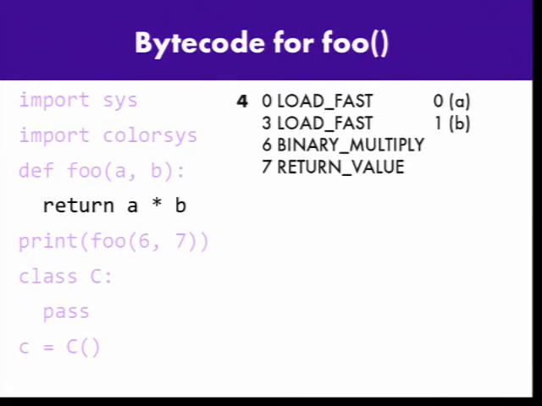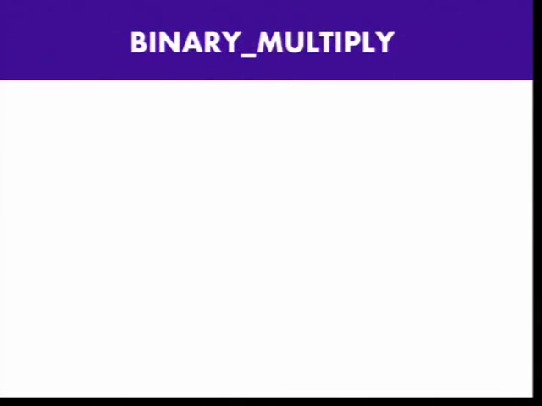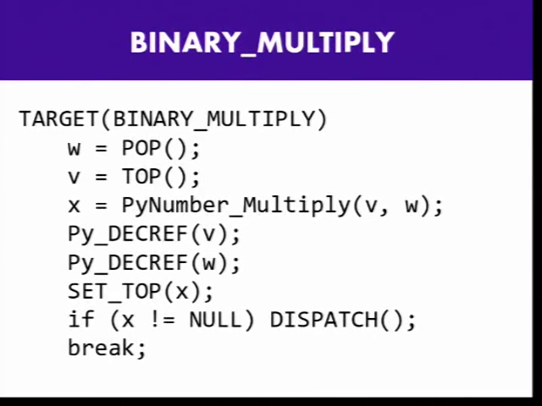So load fast is pulling those arguments off, pushing them on the stack, and calling binary multiply. Let's talk about binary multiply really, really quick. So here is the bytecode. This is the implementation of the bytecode for binary multiply. This target, that's the thing that allows us to be switch or go to labels as values.